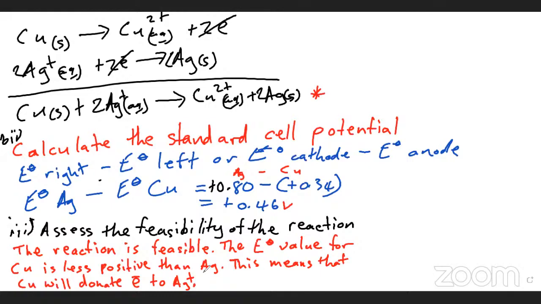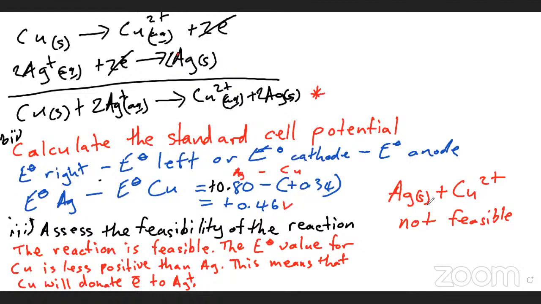All right, so they're asking if the reaction is feasible. To know that, you look at what you have. The reaction is between copper metal and Ag plus, so you look at the two E° values, right? If it was a case where you have silver metal and copper ions, this reaction is not feasible, because based on the E° value, silver is not better at giving up electrons than copper.